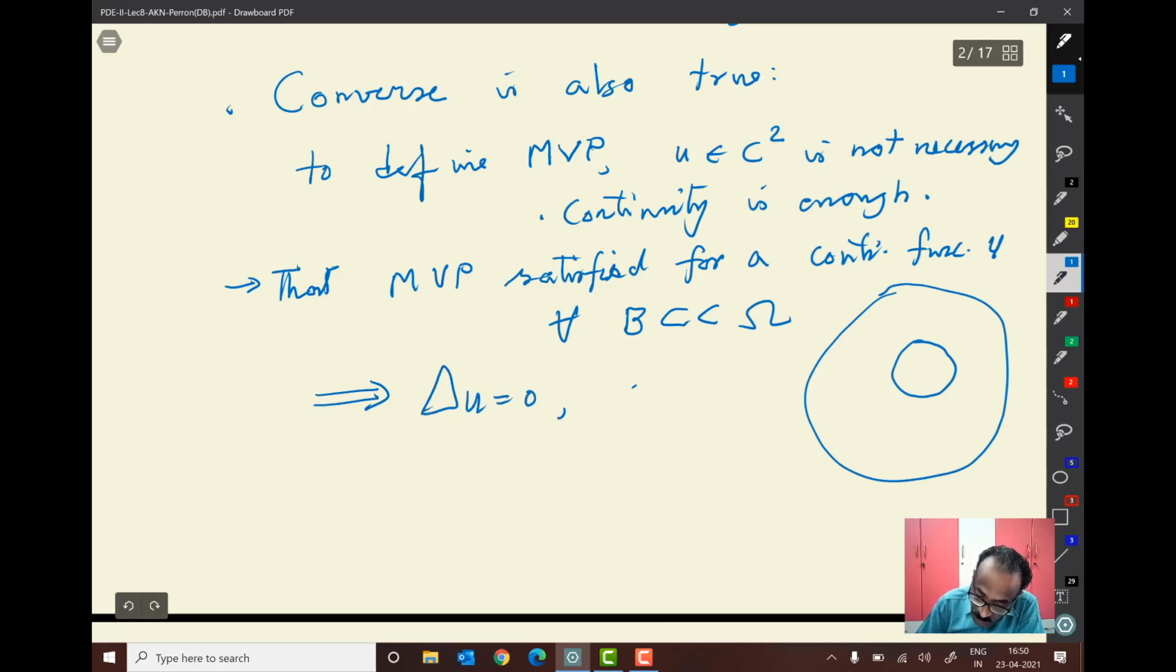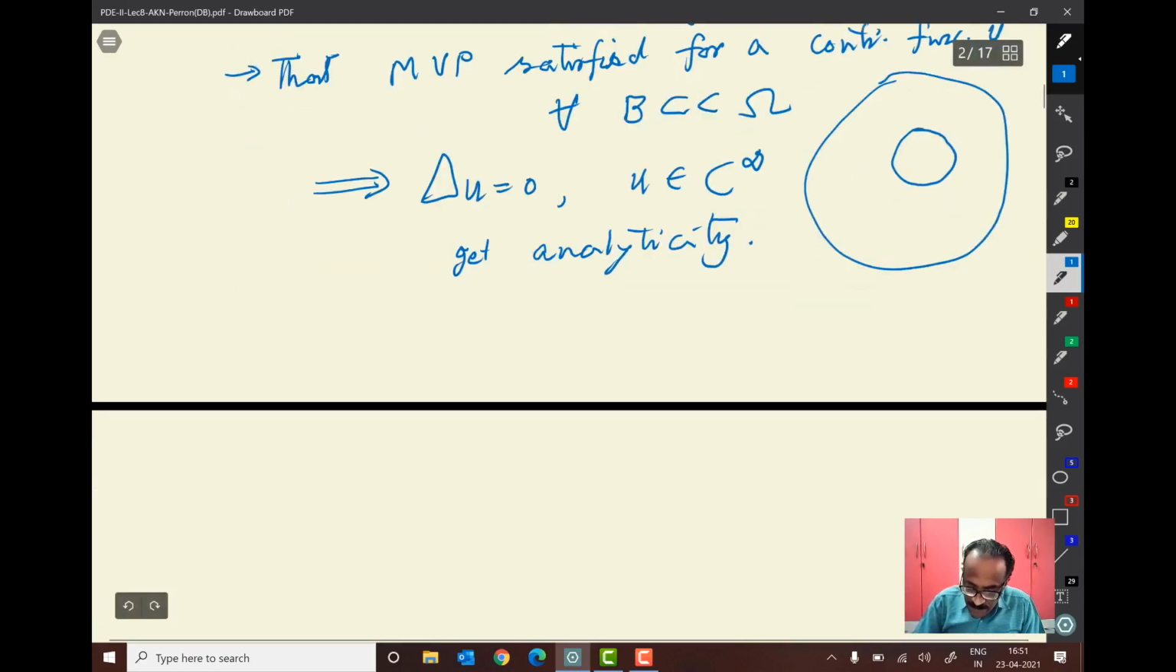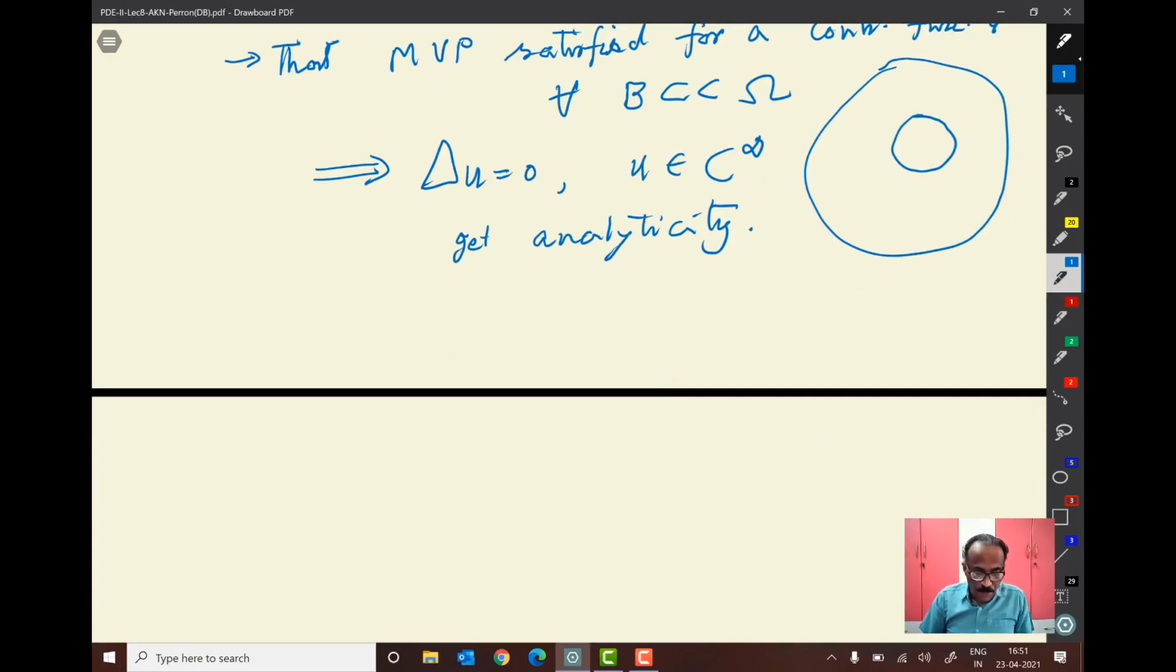And in fact, you can actually show that u is C infinity, and you can also get analyticity. So you see, you can prove all that. In fact, we have proved all these facts in the last class. Okay, that's what about the mean value property.